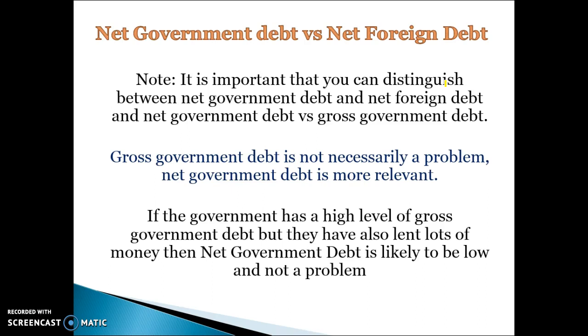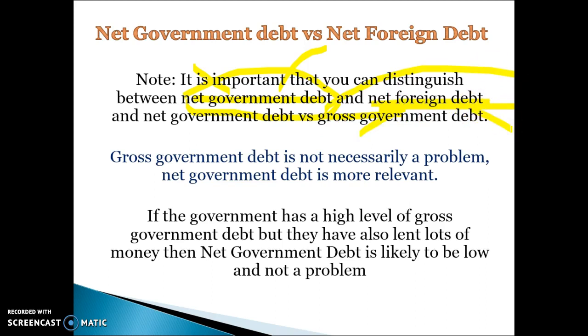Also, a couple of key terms. There's a difference between net government debt and net foreign debt. Net government debt is all the borrowing from the government, what the government has borrowed from Australian banks and privately, as well as from overseas. So net government debt is all borrowing by the Australian government, whereas net foreign debt is all the debt owed to other countries by Australians, both the public and private sector. So for example, net government debt would include all the money that the government owes to both the private sector and overseas. Net foreign debt is the debt of both the private sector and the government, but only to overseas.